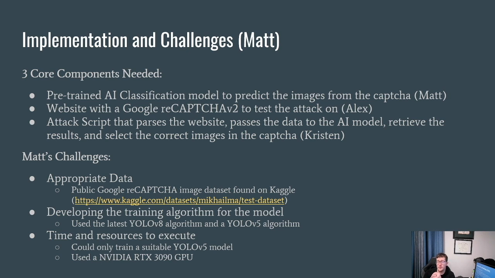So for my challenges, I had a lot of trouble researching a good enough data set that had the potential images that would be prompted by Google reCAPTCHA. Luckily, I found a public data set on Kaggle, which is a very popular data science website for public data sets. The data set had the images we need. Unfortunately, there wasn't an equal distribution of all the possible labels. So I also needed time to develop an algorithm to train the actual physical model file that Kristen would then use to perform the attack.